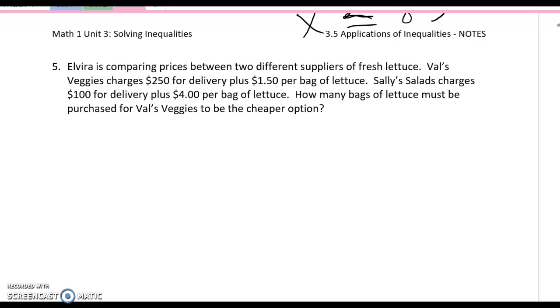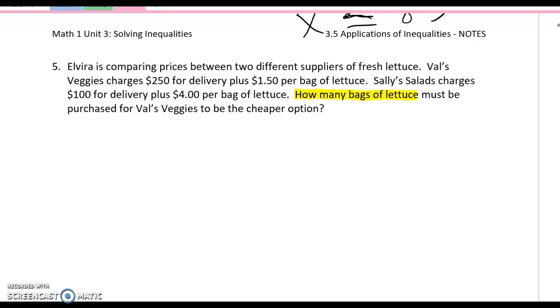All right, we're continuing on with the 3.5 applications of inequalities notes. Starting off with example number 5. Here, Elvira is comparing prices between two different suppliers of lettuce. Val's Veggies charges $250 for delivery plus $1.50 per bag of lettuce. Sally's Salads charges $100 for delivery plus $4 per bag of lettuce. How many bags of lettuce must be purchased for Val's Veggies to be the cheaper option?